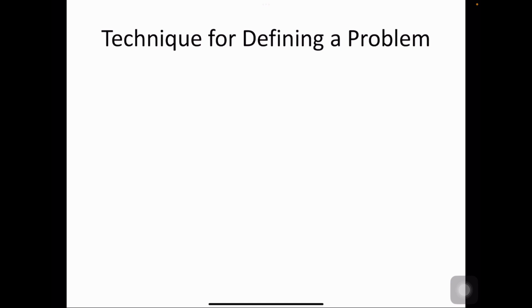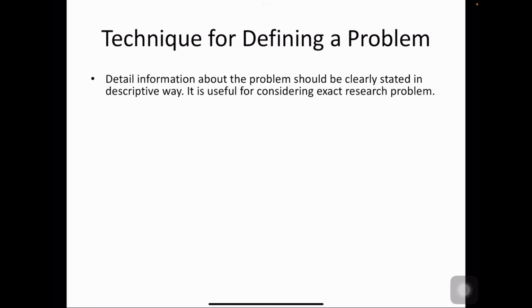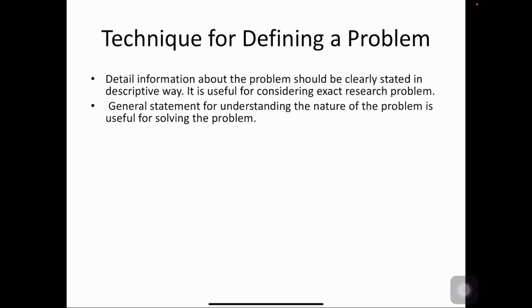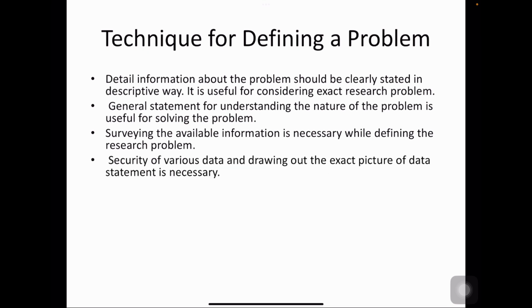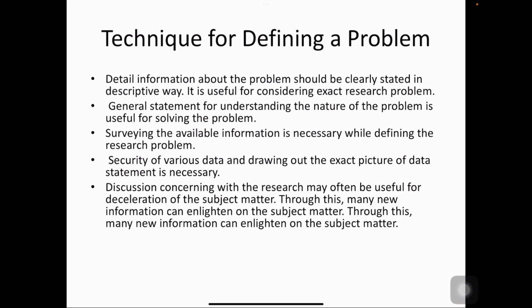Technique for defining a problem. Detailed information about problem should be clearly stated in descriptive way. It is useful for considering exact research problem. General statement for understanding the nature of the problem is useful for solving the problem. Surveying the available information is necessary while defining the research problem. Scrutiny of various data and drawing out the exact picture of data statement is necessary.